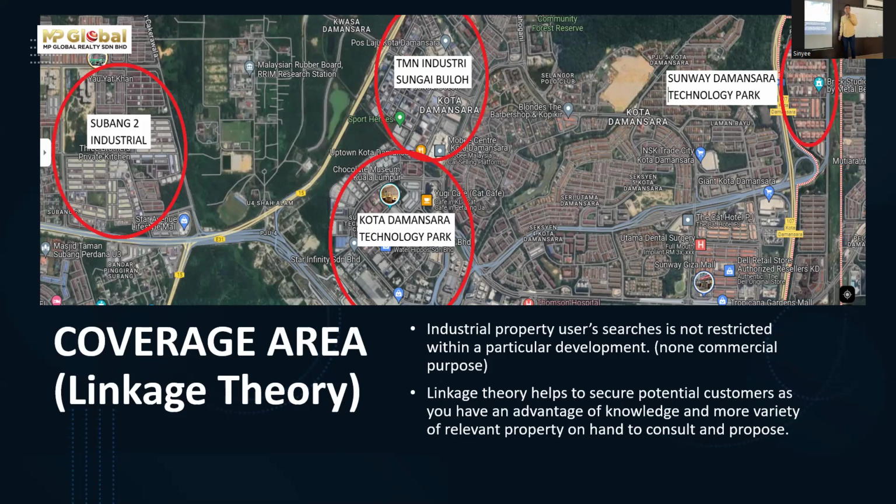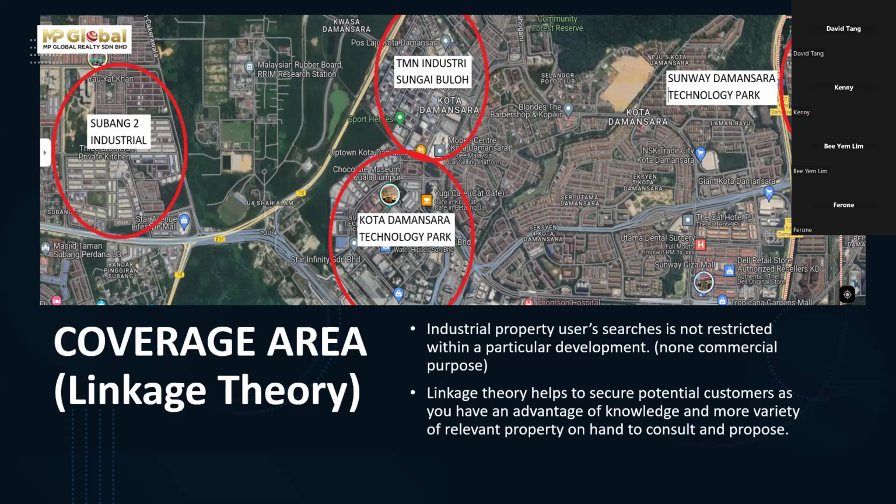If you really want to increase your chances of closing deals, you need to cover a few more areas in that particular district. For example, in this few km radius, there's Sunway Damansara, with semi-D factories and also certain terrace factories. Here, there are a lot of terrace factories in TSB, Taman Industrial Sungai Buloh. Here is Kota Damansara Technology Park, a lot of semi-D factories. And then here, there is also Subang Industrial, Subang 2, with a lot of terrace factories and also a small amount of semi factories.